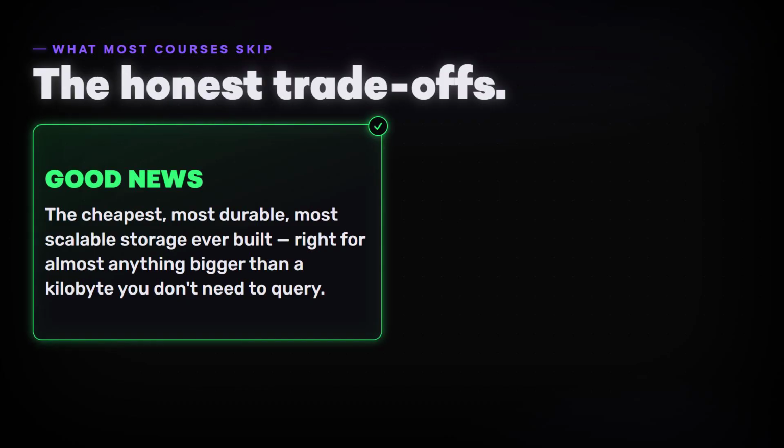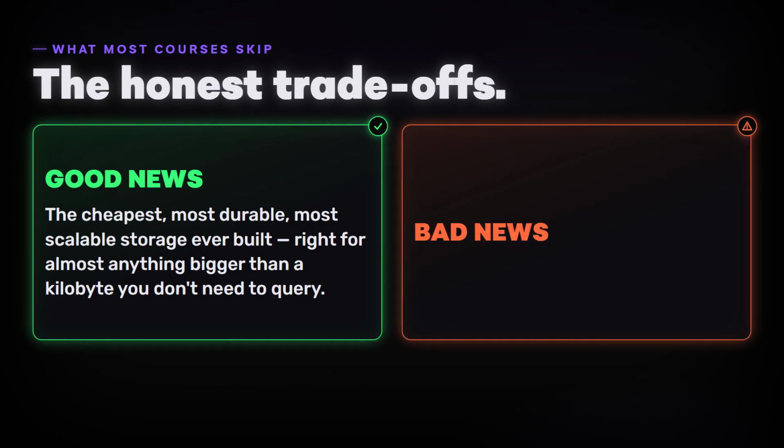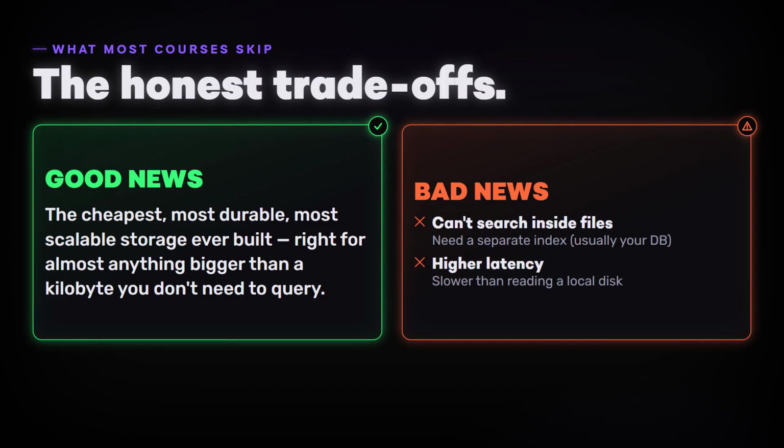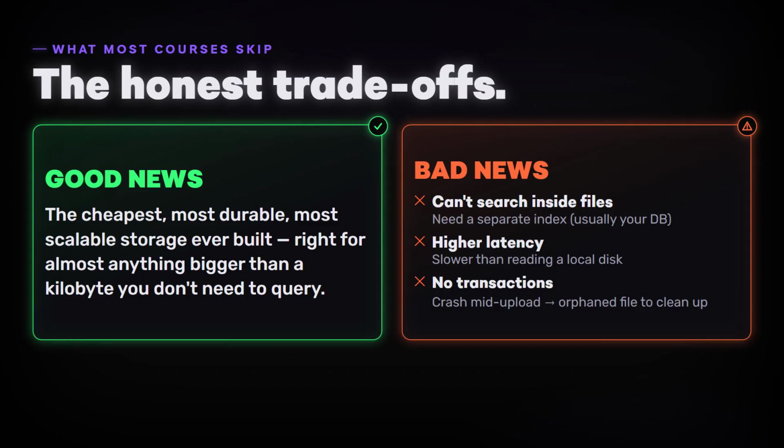I want to be honest with you about something most courses won't tell you. The good news, object storage is one of the cheapest, most durable, most scalable pieces of infrastructure ever built. It's the right place for almost anything bigger than a kilobyte that you don't need to query. The bad news, the trade-offs are real. You cannot search inside the files. You cannot ask, give me all photos uploaded last week, without keeping a separate index, usually in your database. Latency is higher than reading from a local disk, and there is no transaction support.